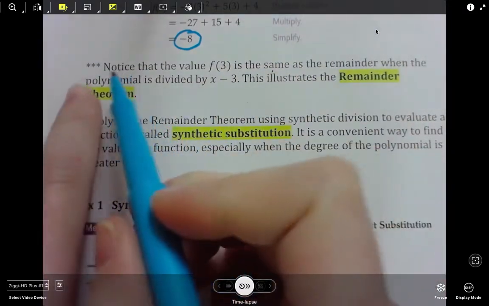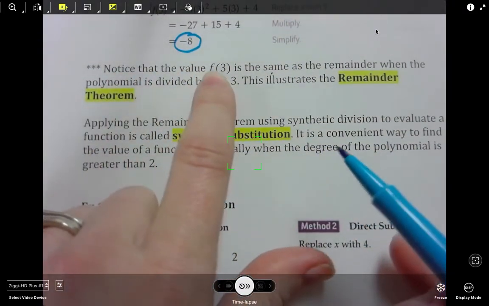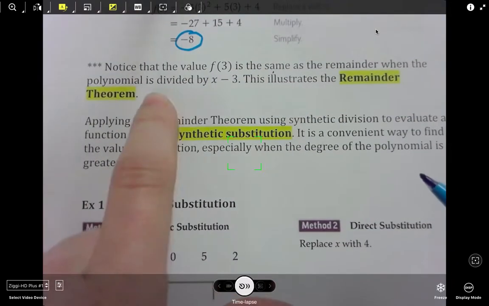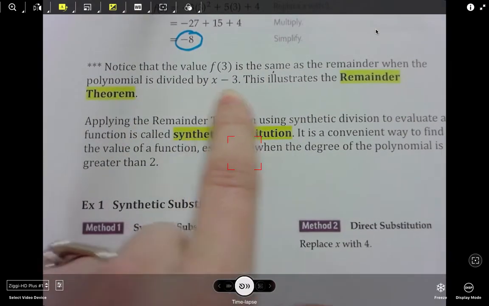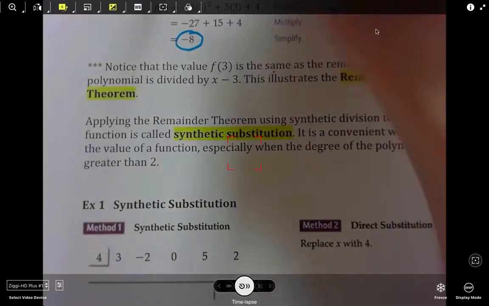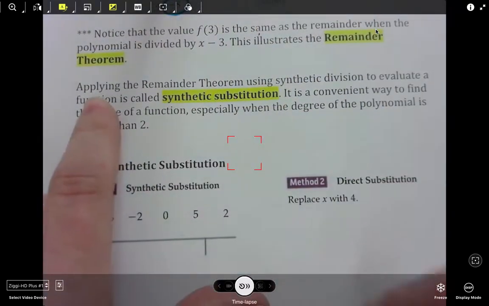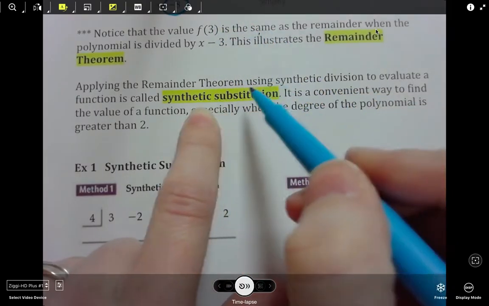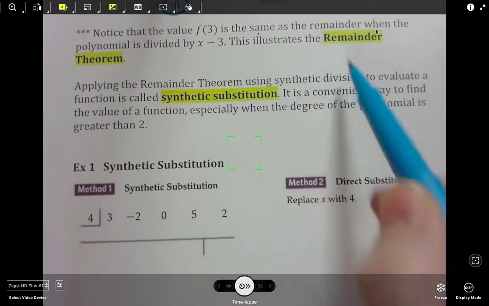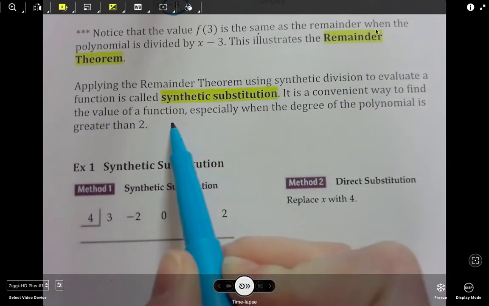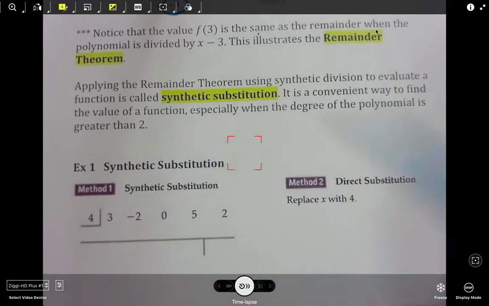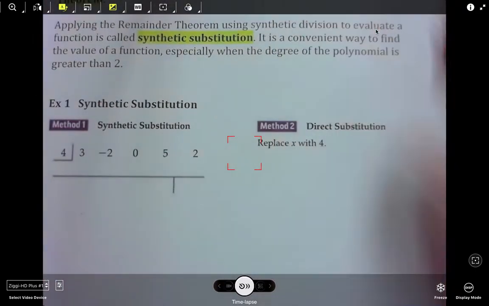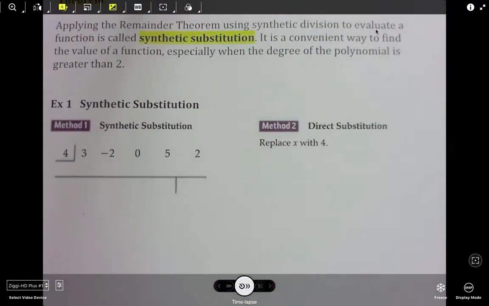It says, let me do the star, star, star. Notice that the value of f of 3 is the same as the remainder when the polynomial is divided by x minus 3. This illustrates the remainder theorem, okay? And then down here it's called synthetic substitution. When you're substituting that 3 in, that's called synthetic substitution. It's a convenient way to find the value of a function, especially when the degree of the polynomial is greater than 2. Synthetic substitution is plugging that 3 in, all right? So let's go ahead and do the synthetic substitution here.